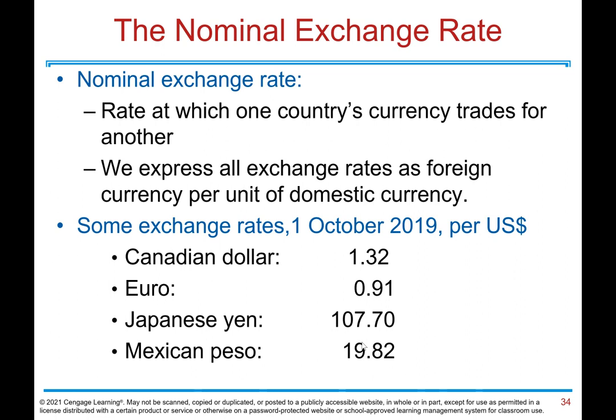Nominal exchange rate. The nominal exchange rate is the rate at which one country's currency trades for another. We express all exchange rates as foreign currency per unit of domestic currency. Some exchange rates as of 1st October 2019 per US dollar: Canadian dollar was 1.32, euro was 0.91, Japanese yen was 107.7, Mexican peso was 19.82.